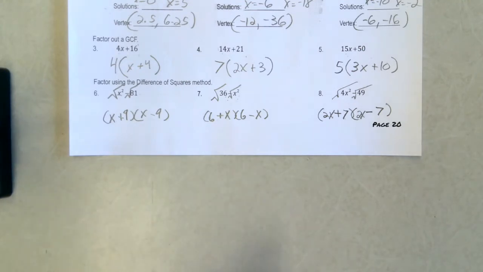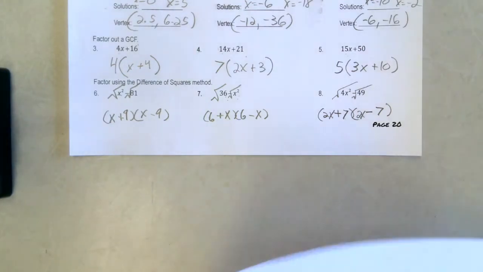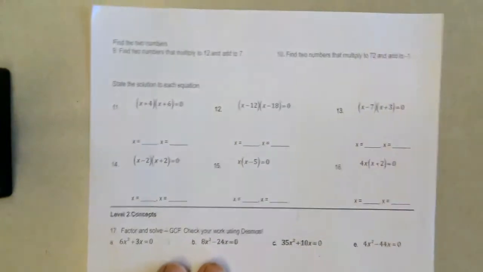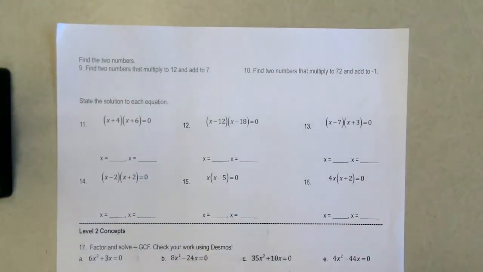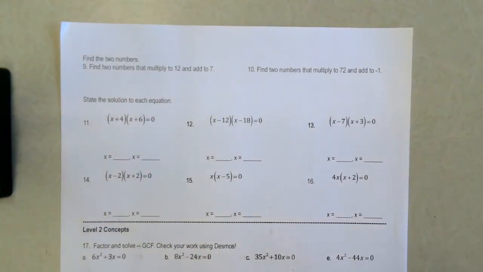That was 3, 4, 5, 6, 7, 8. I'm going to switch to 9 and 10 real quick. All right, here we go. I love this. It's kind of like being a detective, right?